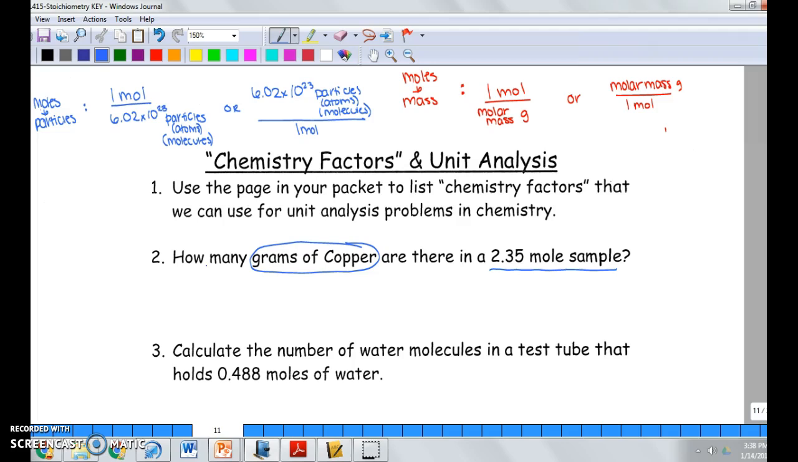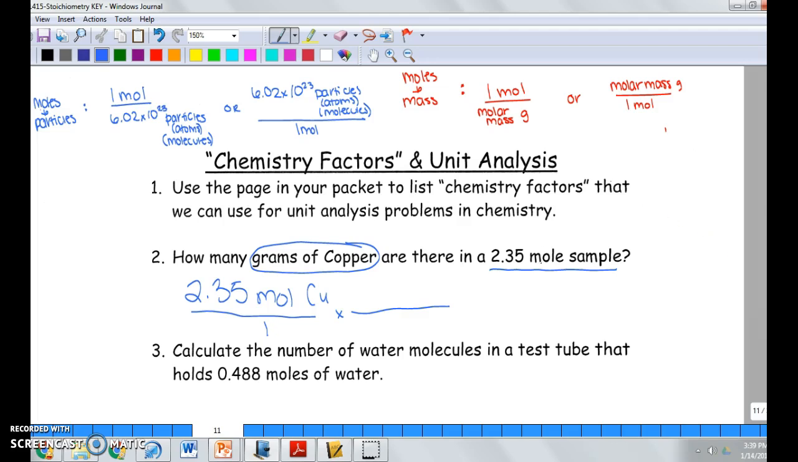So with my 2.35 moles, I'm going to start with that and put it over 1. 2.35, and I always want to put moles of copper. MOL is just a shorthand way to write moles. We put that over 1 just to help us visualize. Then we're going to multiply by one of our chemistry factors. I'm going to try to move my face here so you can see all the factors.